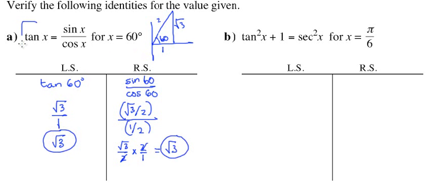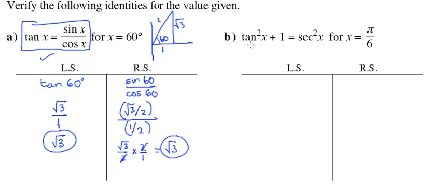That doesn't guarantee that this is an identity, because an identity has to be right for every possible value of x. But at least now we can say we tried this for one value of x and it worked. So is this an identity? Well, maybe. It's working so far.